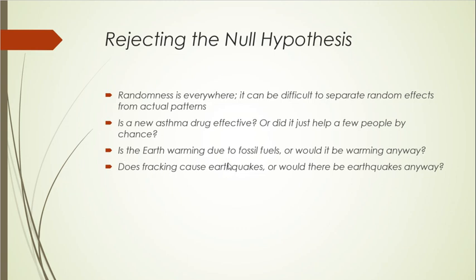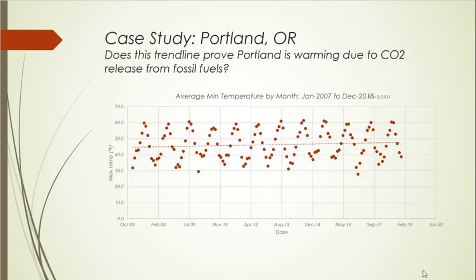Again, is the Earth warming due to fossil fuels, or would it be warming anyway? Maybe without them, we'd still see the same natural cycles that we're just seeing as part of our warming right now. Another one that's big in the US: does fracking cause earthquakes, or would there be earthquakes anyway? The science is getting pretty conclusive on this one that fracking is bad, but it's made natural gas really cheap, so trade-offs, I guess.